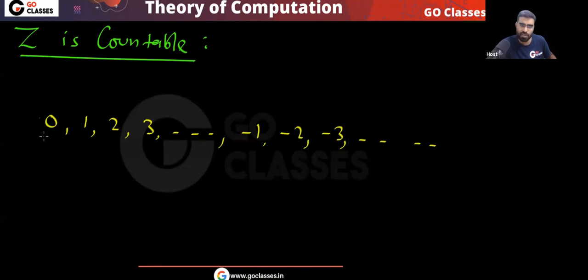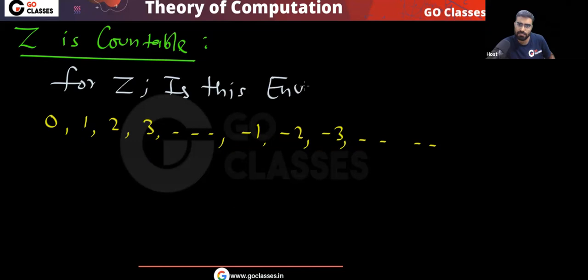This is your first position, this is your second position, this is your third position, this is your fourth position, and so on. So tell me, is this an enumeration? Why or why not? I'm asking for Z.